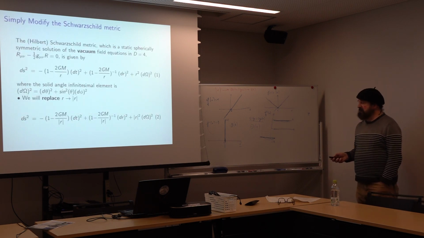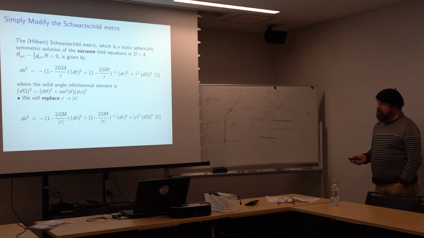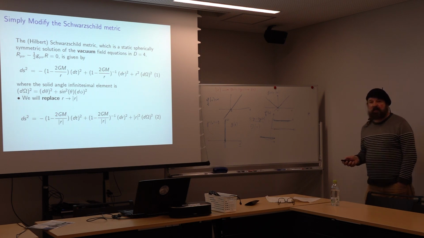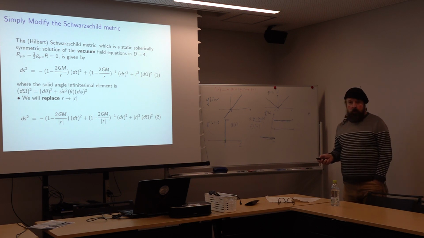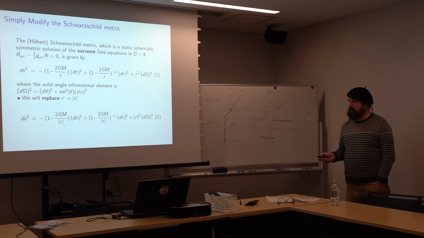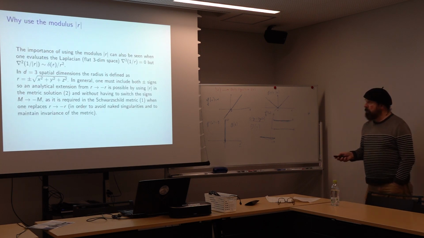The black hole horizon happens when the temporal component of the metric is 0. When is this value equal to 0? This value equals 0 when the radius equals 2GM. 2GM is the horizon radius for the black hole. It's the event horizon radius. So when r equals 2GM, this expression is 0, so this is when you reach the horizon of the black hole. Okay.